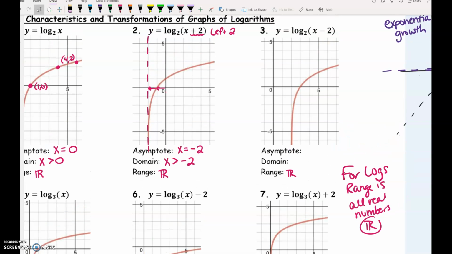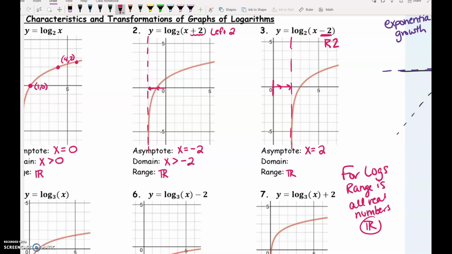Number 3. This time the asymptote is here. It was at 0, it has moved right 2. And notice that plus 2 tells us right 2. So whatever number is inside the parentheses, inside the log with the x, that tells you the horizontal movement, and it's backwards. Plus means left, minus means right. Our asymptote would be at x equals positive 2.